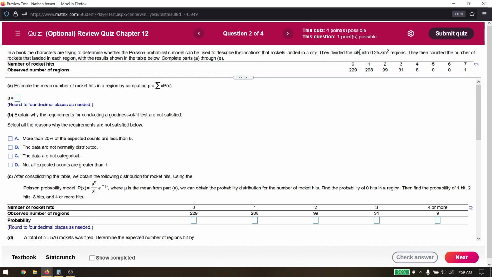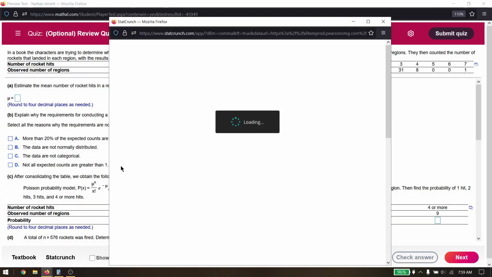They divided the city into 0.25 kilometer square regions, and they counted the number of rockets that landed in each region. And so this is what we have right here. And then we can estimate the mean number of rockets hit in a region by computing mu equal to the sum of x times P(x). Open this in StatCrunch.